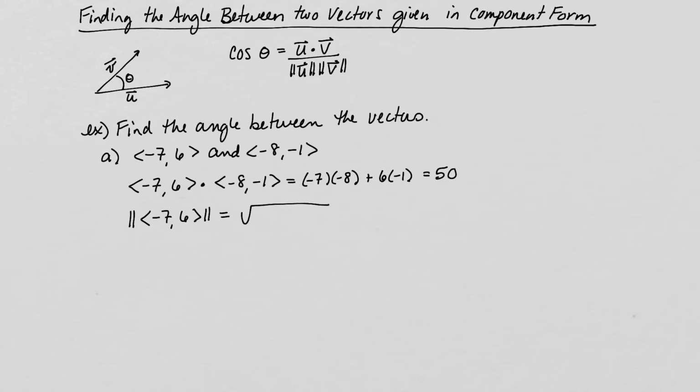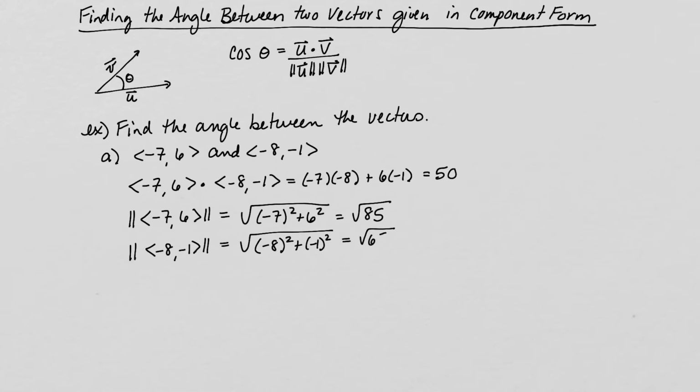So that's going to end up being the square root of -7 squared plus 6 squared, or the square root of 85. We need the length of the vector -8, -1. So that's going to be the square root of -8 squared plus -1 squared, which ends up being the square root of 65.